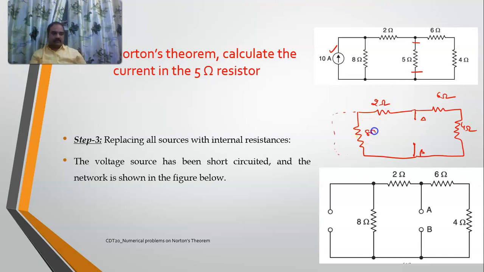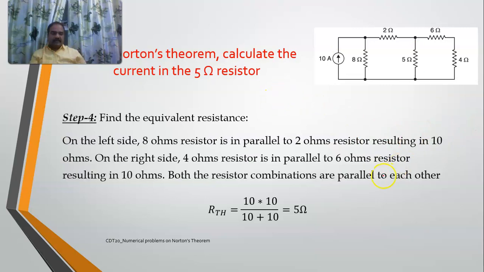So how does it look? The current from the A terminal must go this path or this path, which means that these two are in series, the same current is flowing. These two are also in series, the same current is flowing. So if these two are in series, what is the resistance? R1 plus R2, it is 10. Here it is again 10. Now both are 10 ohms resistors. Right side we had a 10 ohms resistor, left side also we had a 10 ohms resistor.